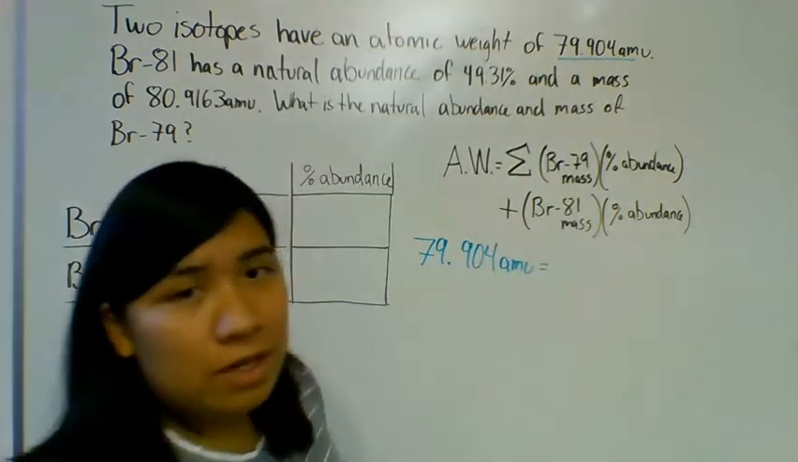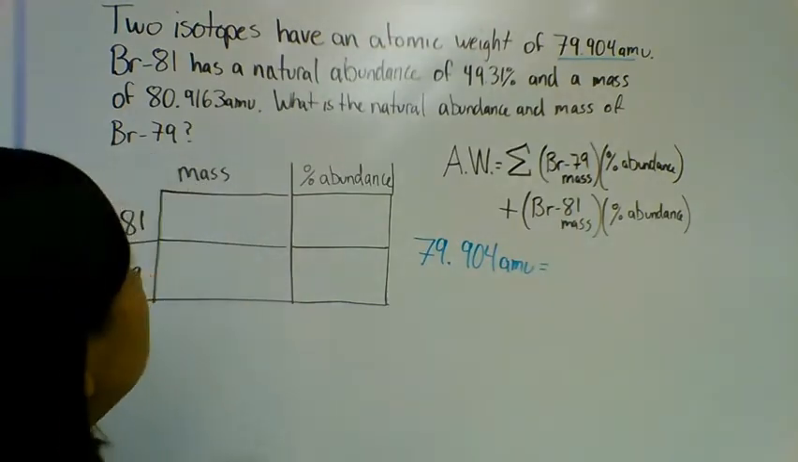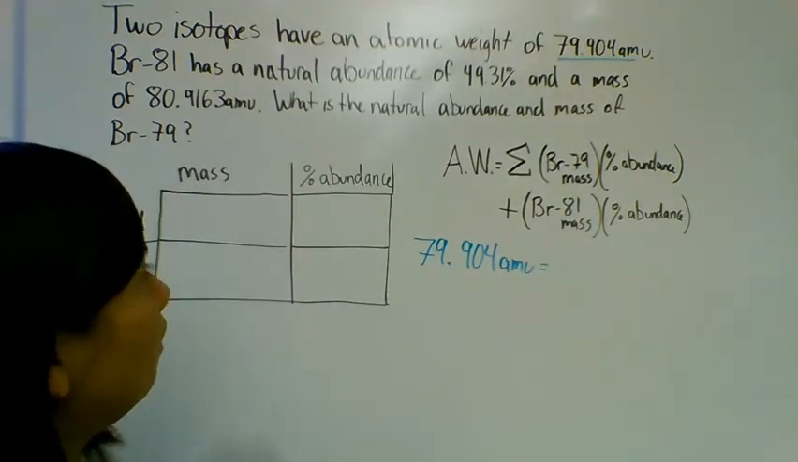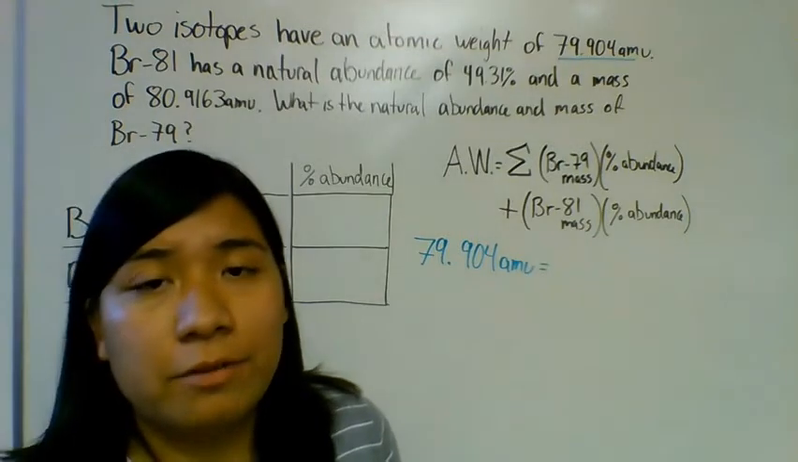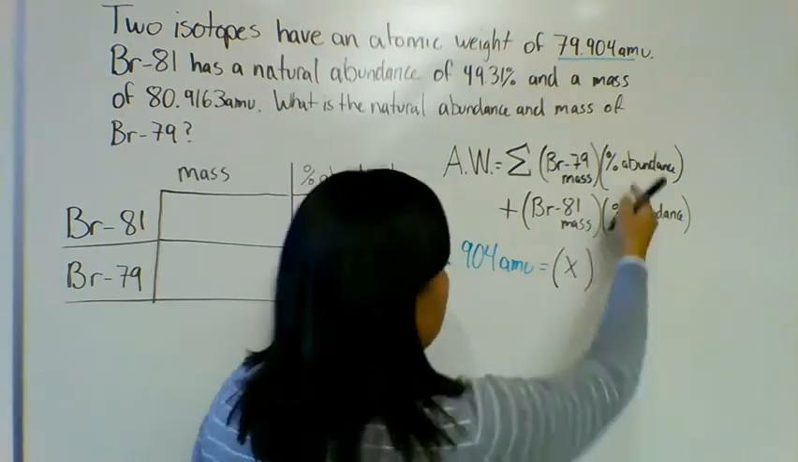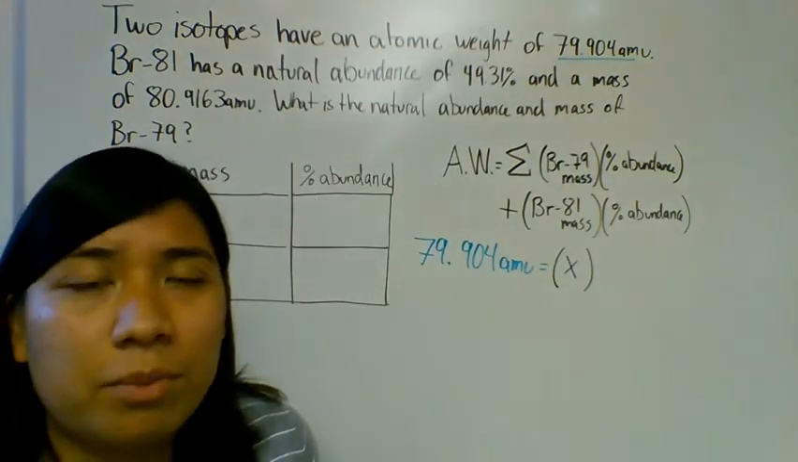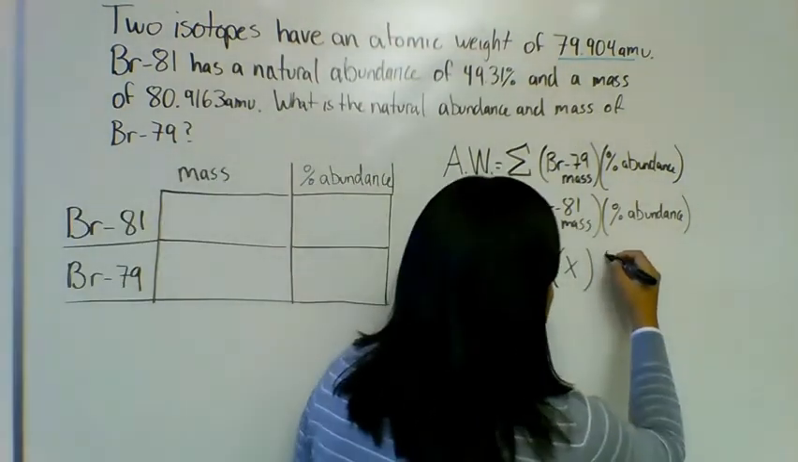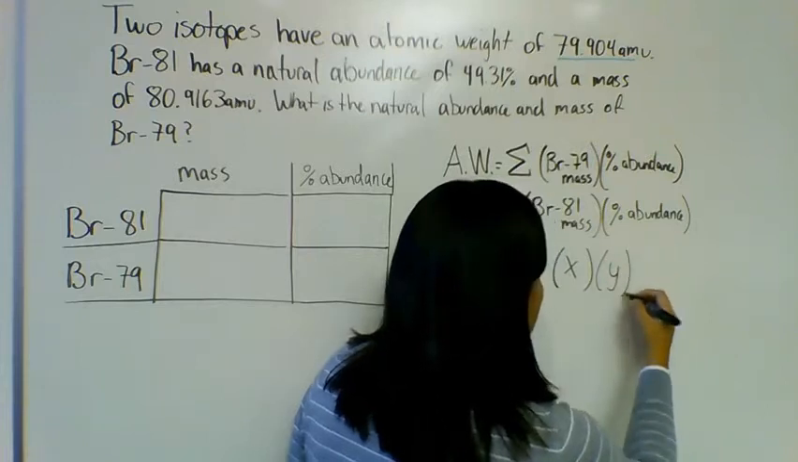We have bromine 79, the mass. So let's look at the problem. And we see that that is one thing that we are trying to find. So I'm going to go ahead and put an X there. And we don't have the percent abundance for bromine 79 either. So I'm going to put a Y.